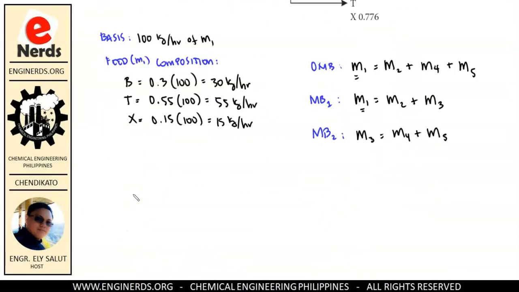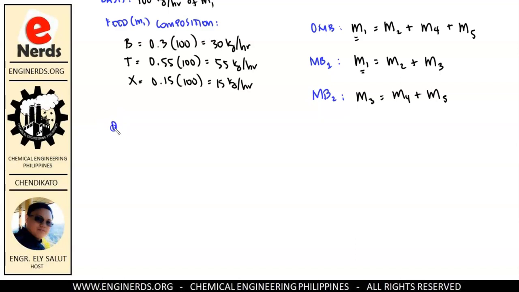So, knowing that, let us determine the amount of toluene in our M4. Okay? So, anong information meron tayo dyan? In our M4, 92% of toluene from M1 will be produced dito sa ating overhead, which is our M4. Okay? So, that means toluene in M4 is actually equal to 92% of our toluene from M1.